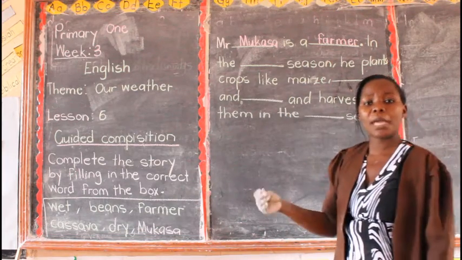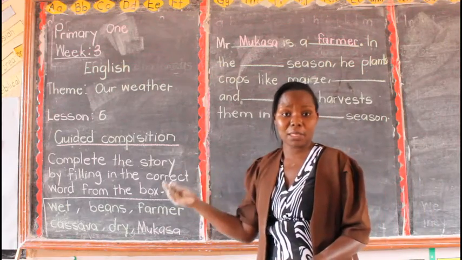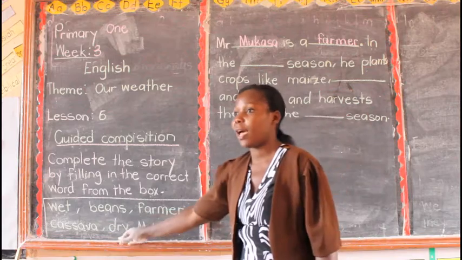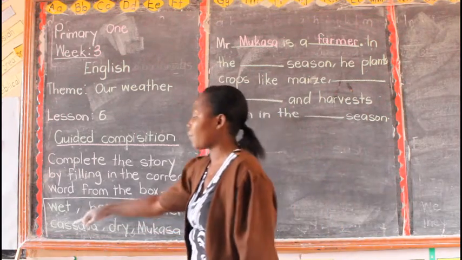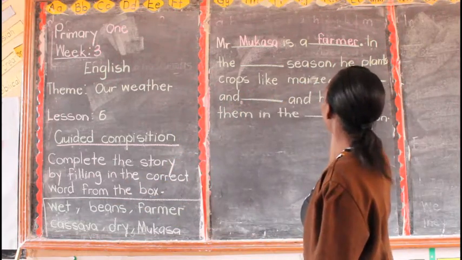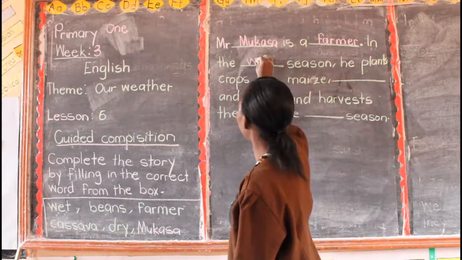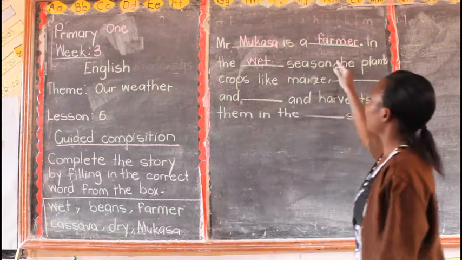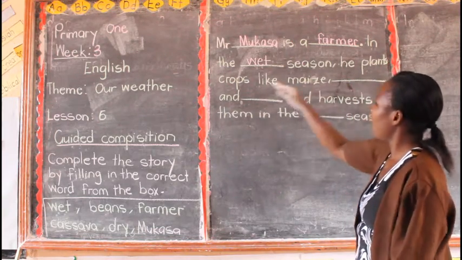In which season are we supposed to plant? Are you supposed to plant when there is too much sunshine? The season when there is too much sunshine is known as the dry season. And the season when there is too much rain is known as the wet season. So, Mr. Mokasa is a farmer in the wet. We plant crops in the wet season. In the wet season, he plants crops like maize, dash, and dash.